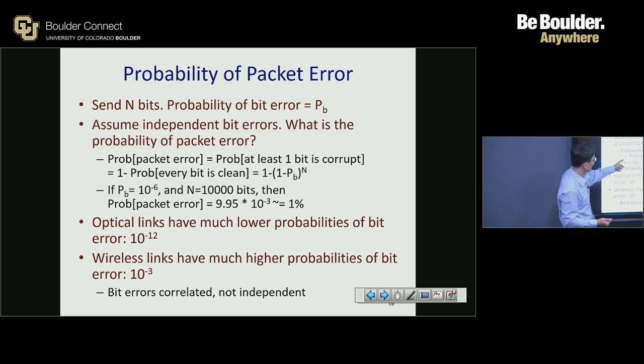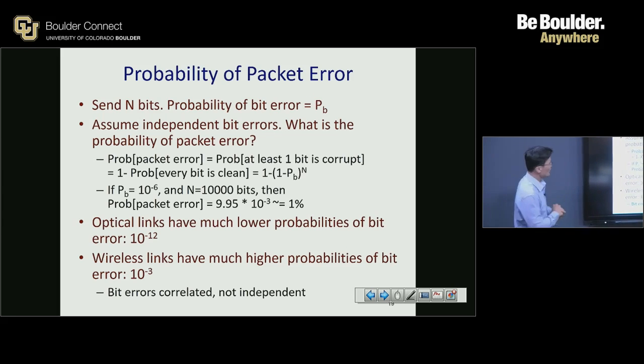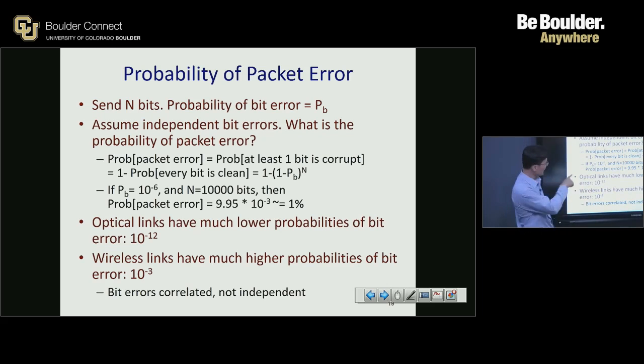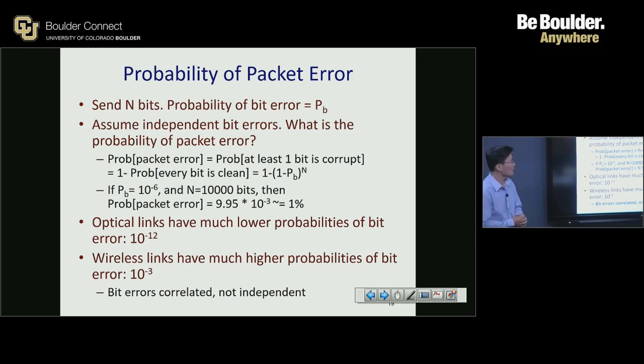So this one you flip it: 1 minus the probability that every bit is clean is the probability of packet error. So that is 1 minus (1 minus PB) to the n. One example: I read a specification that this medium has a 10 to the minus 6 bit error rate. Now I'm computing, and I have 10,000 bits, so n is 10,000 bits, for 1 packet in this case. What would be the probability of packet error? If you compute based on this, we see around 1% packet errors.